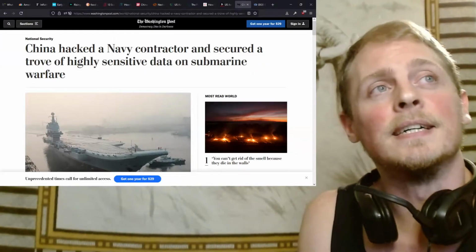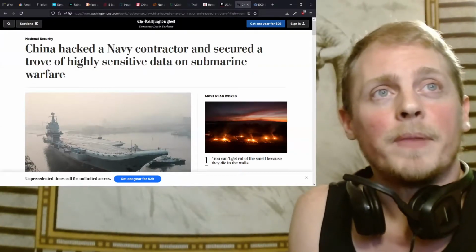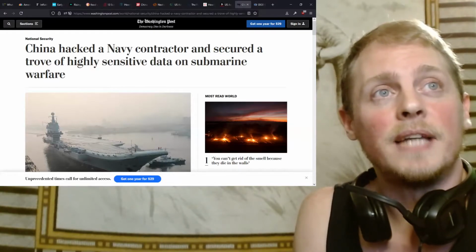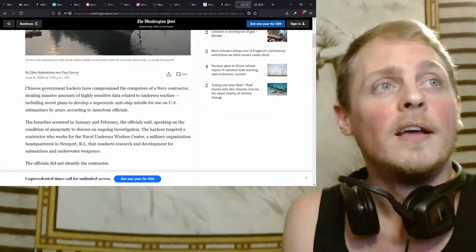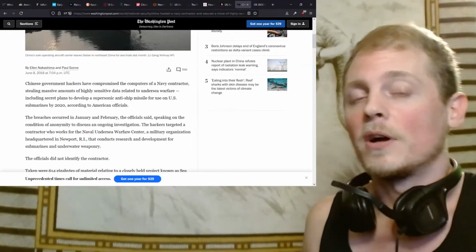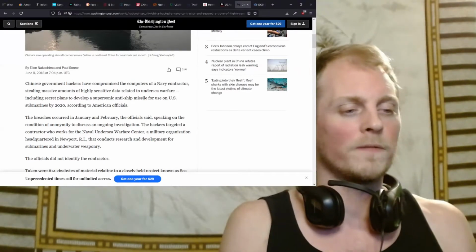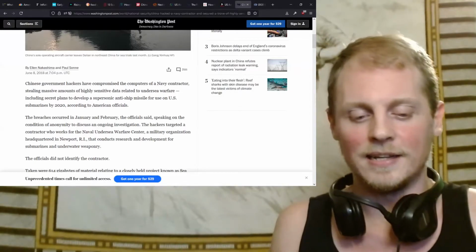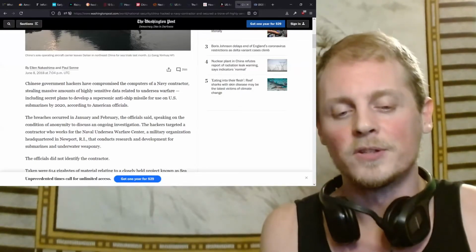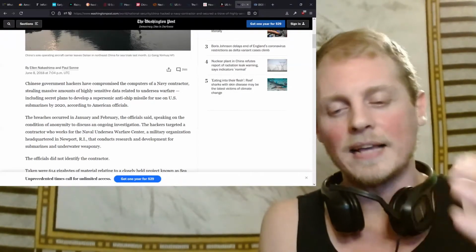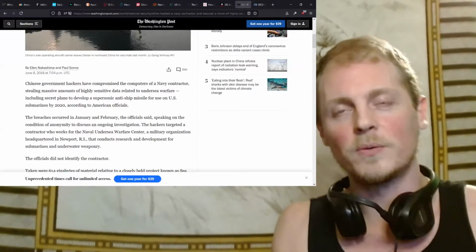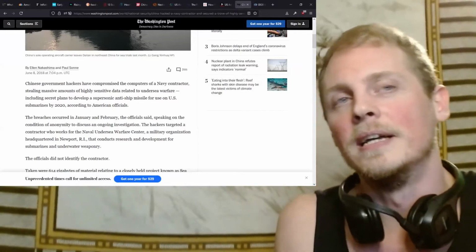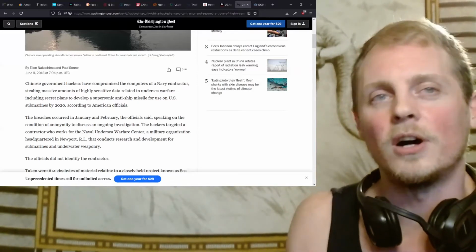China hacked a Navy contractor and secured a trove of highly sensitive data on submarine warfare. Whoops! There goes that. See what I mean? This is what I'm talking about, where warfare is an ever-evolving thing, like hacking or anything else, where once you start building walls, people find ways around it to counter it. So never feel too secure in what's going on.